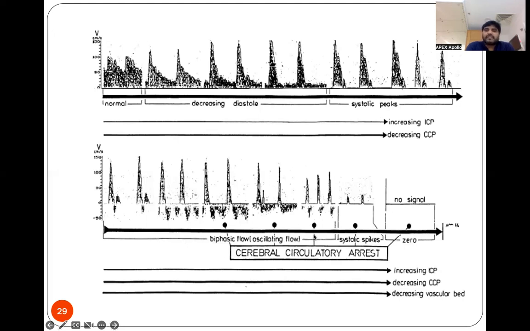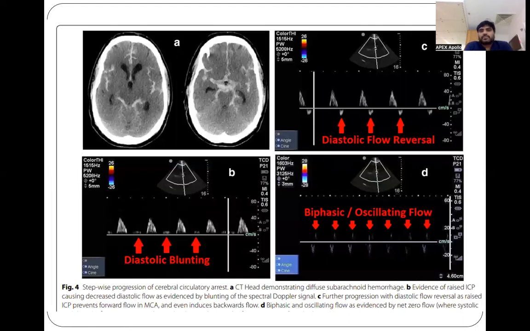Cerebral circulatory arrest, that is brain death, can be confirmed if the forward and reverse flow are equal. The figure shows diastolic flow reversal and biphasic oscillating flow. Oscillating flow is evidenced by zero net flow, which almost confirms brain death. You can also see diastolic blunting, evidence of raised ICP.